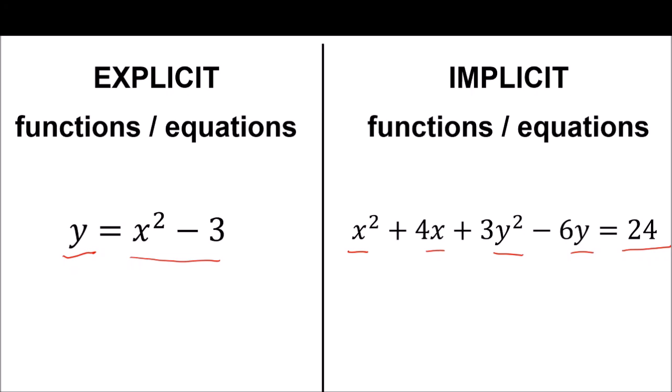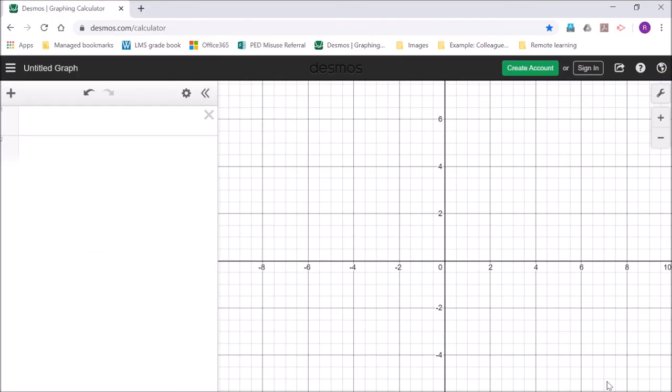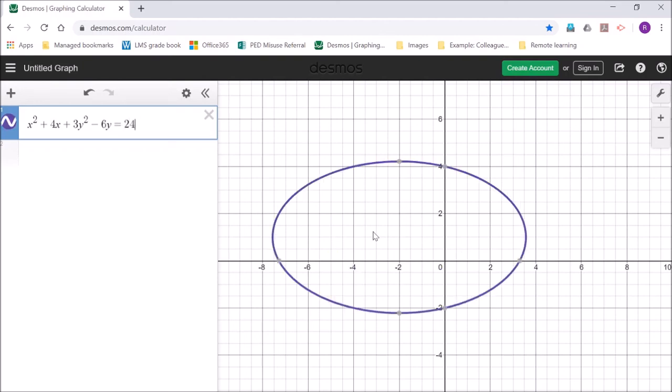And another super powerful thing about Desmos is you can even graph implicit equations. And typically with older graphing calculators, you can't graph implicit equations, right? So here's Desmos again. And with implicit equations, you can literally type in the equation as is. So we've got x squared plus 4x plus 3y squared minus 6y equals, and then the right side was just 24. And so there's the graph of that equation.